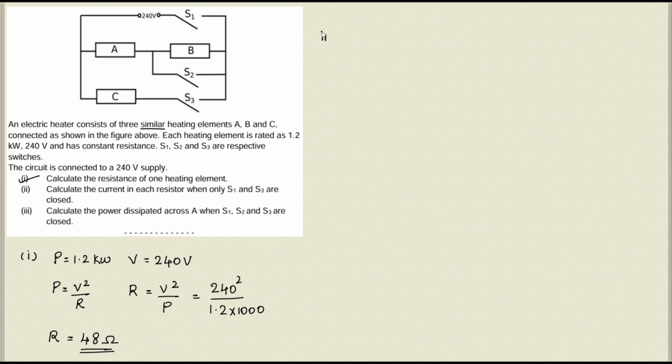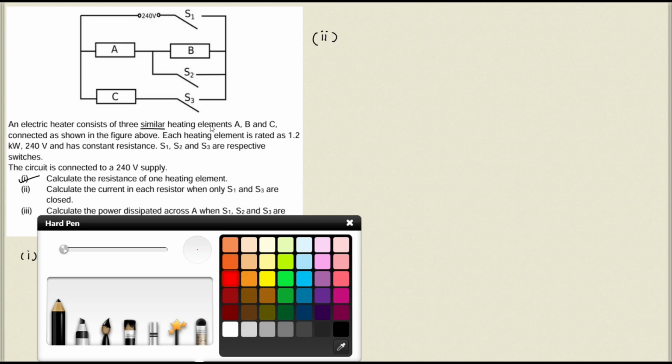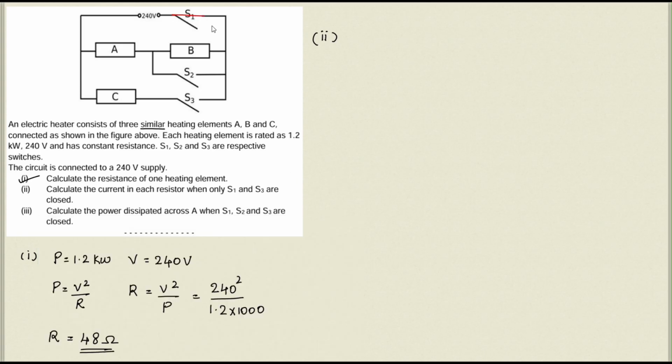Now, the second part of the question. Calculate the current in each resistor when only S1 and S3 are closed. When S1 and S3 are closed, I'll just show you how the figure comes. Only S1 and S3 are closed. S2 is open. That means no current will pass through S2. There is no current flow through S2. So what will be the corresponding figure?